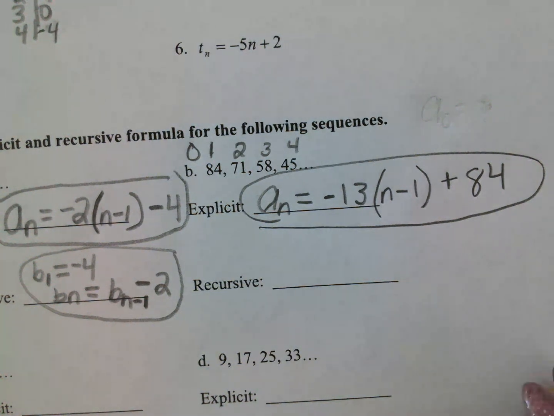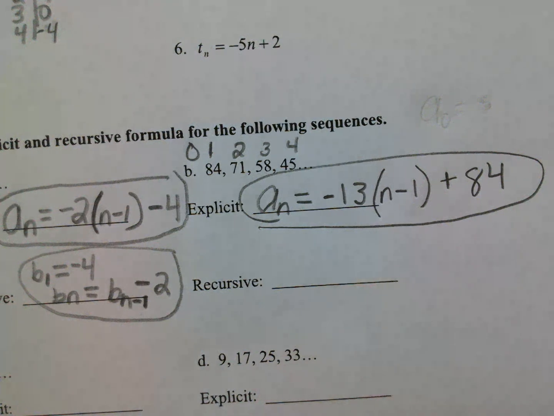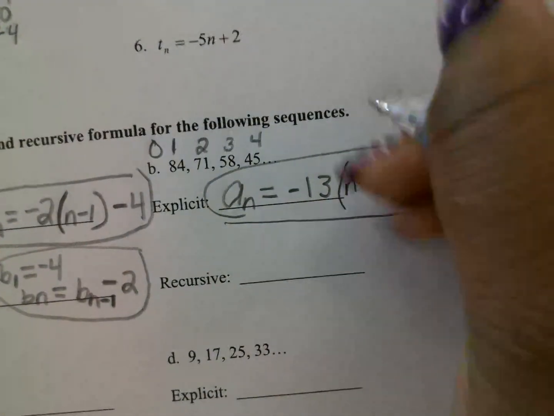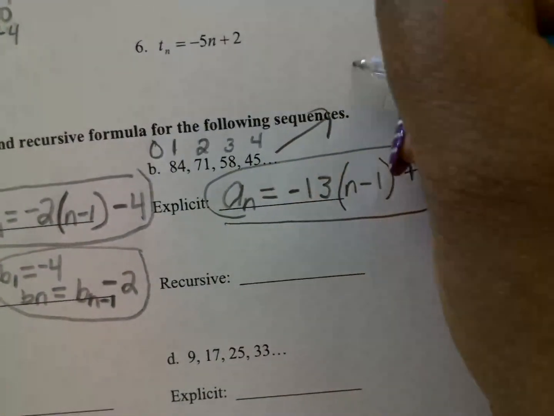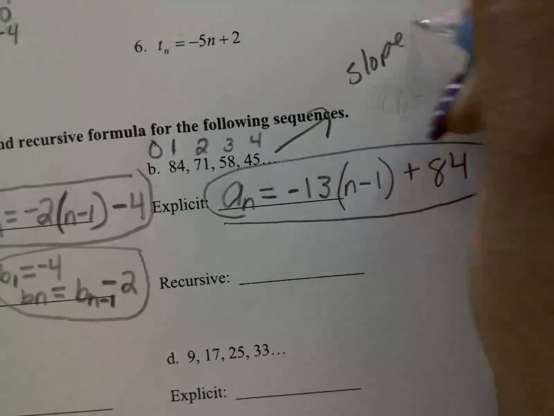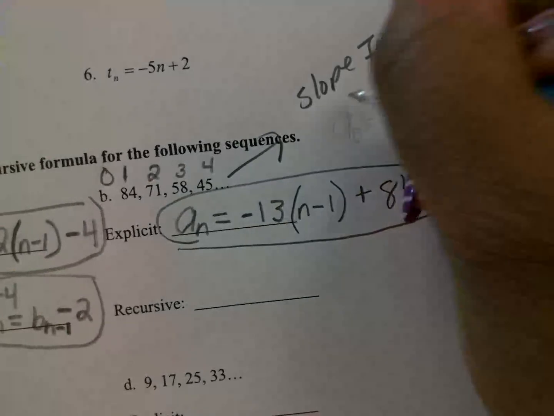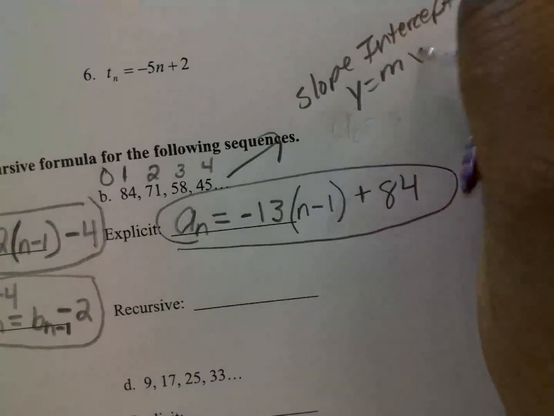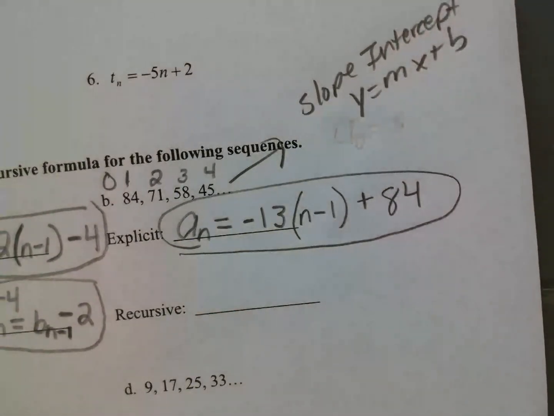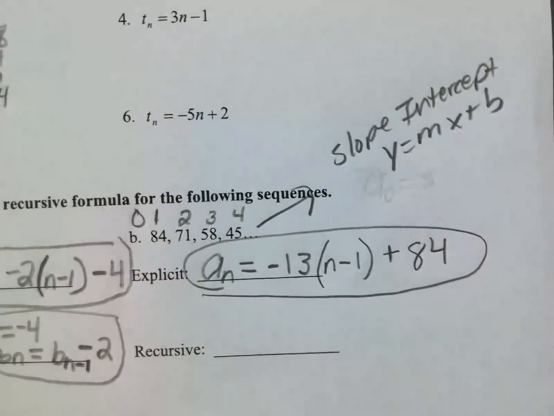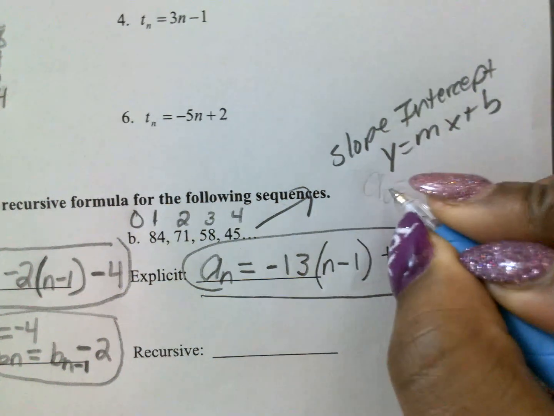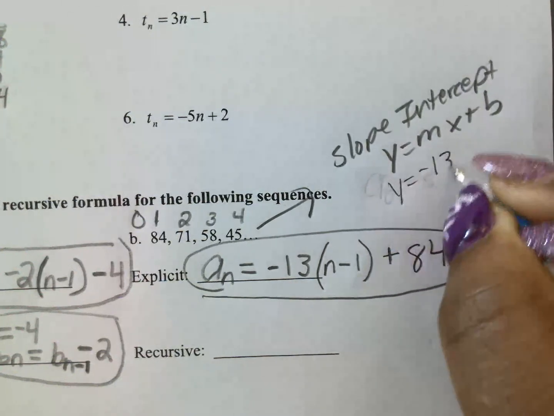All right, let's look at recursive. Actually, I'm going to do one more explicit for this one. I'm going to write it in slope intercept form. Slope intercept form is y equals mx plus b. Please write that down. What did we say the slope was in this problem? What is it going up or down by? So we got y is equal to negative 13x.